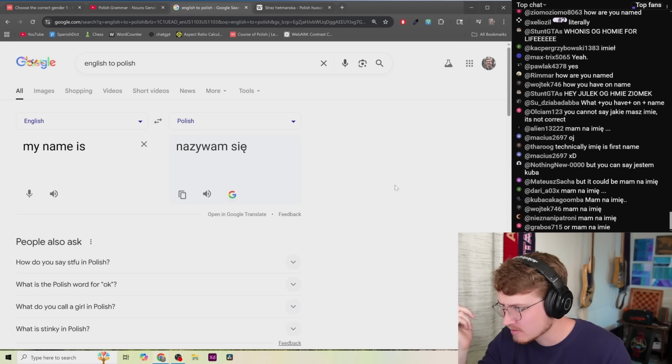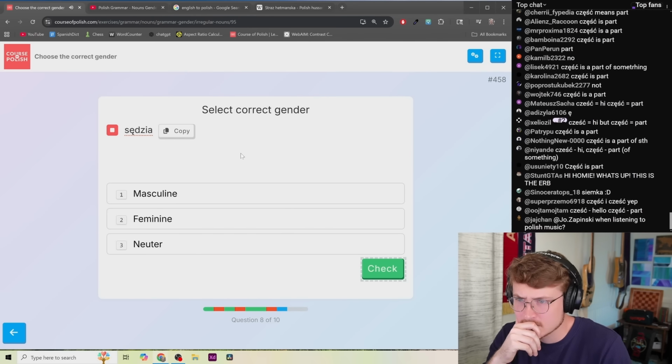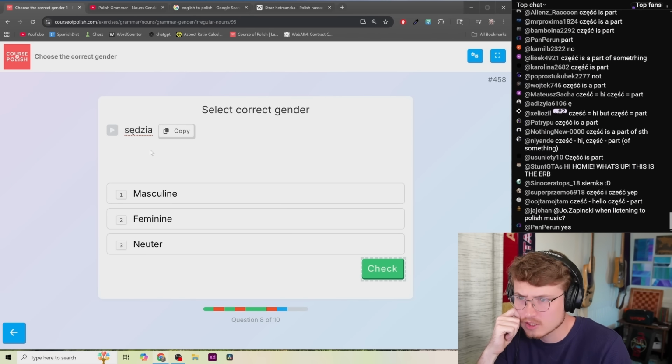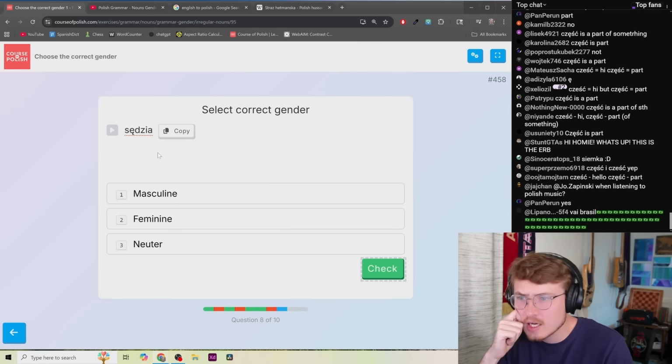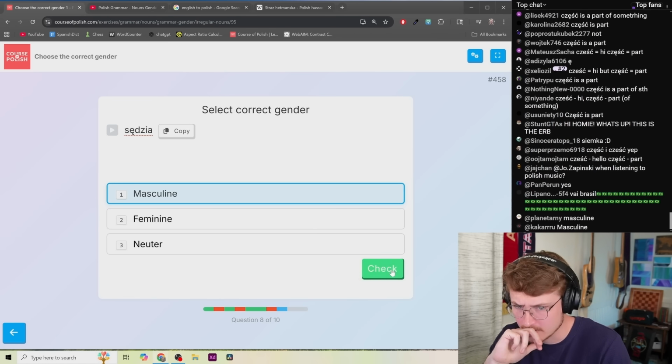Kość. Ooh. When it ends in an S, this is neuter. I want to say this is neuter. I'm not going to look at the answer. I think it means neuter. Feminine. Oh, okay. Sędzia. Sędzia means judge. All these words are so obscure. Okay, sędzia. Masculine, because that's a personal animate noun.